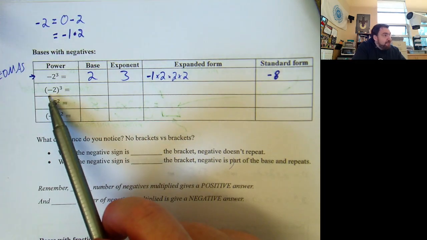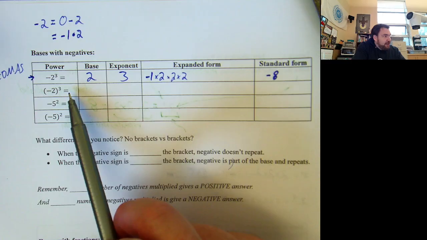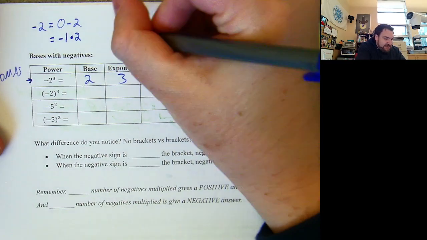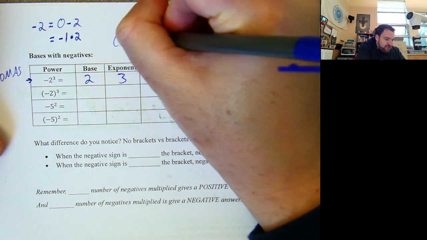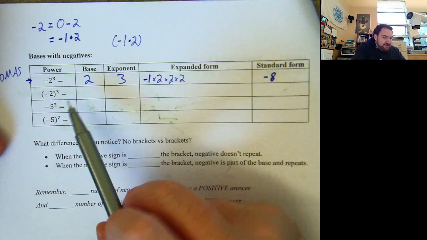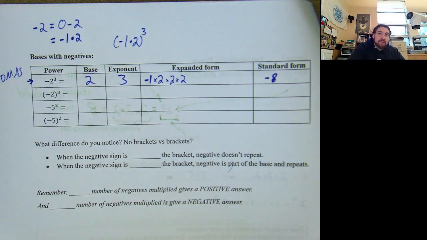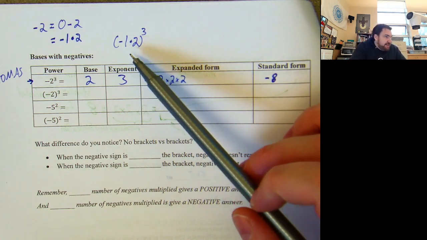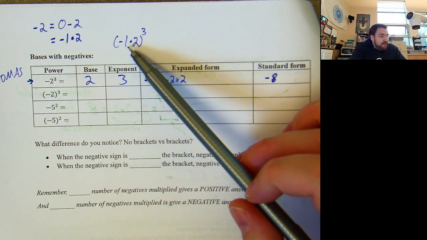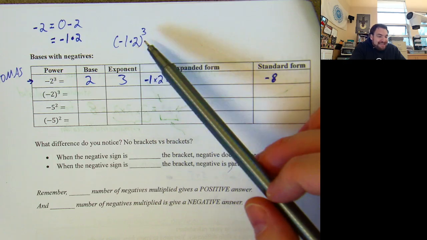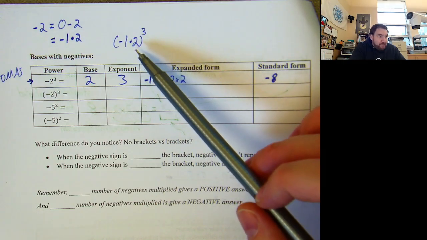What if, though, I have brackets? I put a bracket around my negative 2, and the exponent then goes on the outside. This is the same as having negative 1 times 2 inside a set of brackets, and then putting it to the power of 3. BEDMAS says I do what first? Do the brackets first. So, is there math to do inside the brackets here? Yeah. Negative 1 times 2 is negative 2, and that's the thing that gets repeatedly multiplied when there are brackets present.